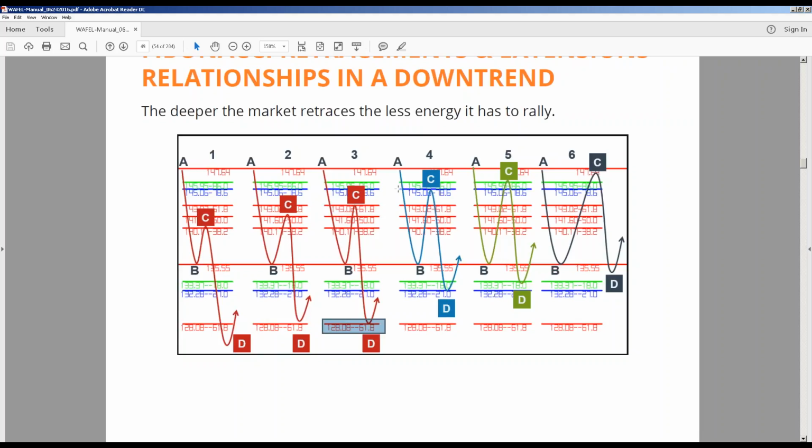Alternatively, if the market should retrace to the 786, then the D extension will be the 127 extension. And then also, if the market should retrace to the 86 retracement level, the D extension will be the 1.18. Right.